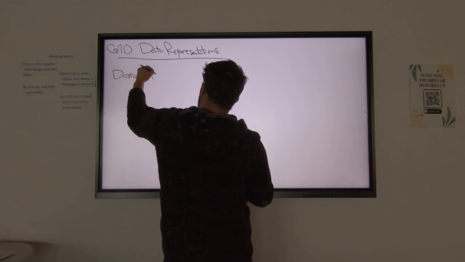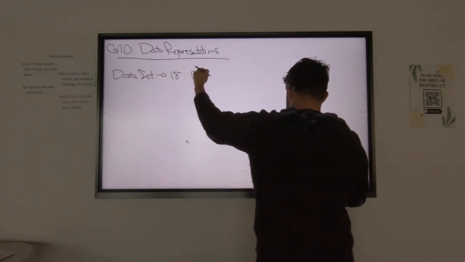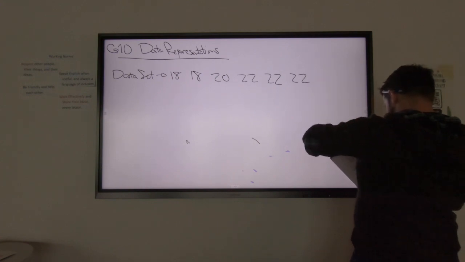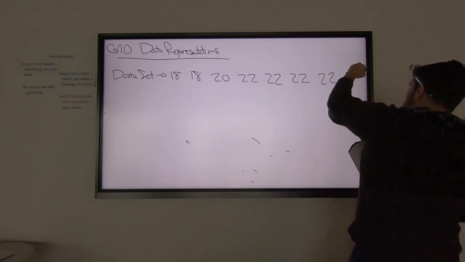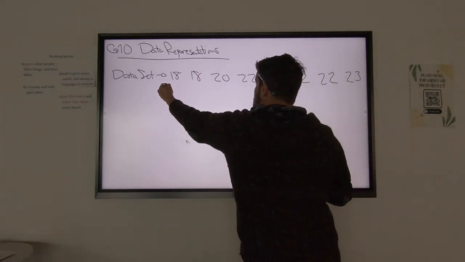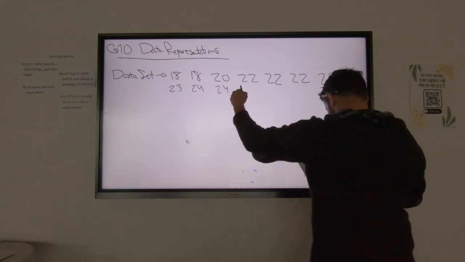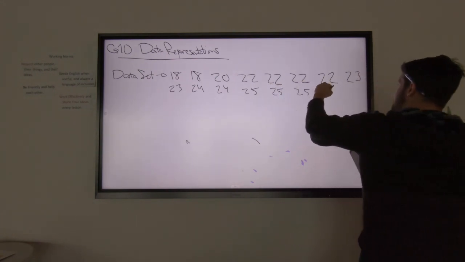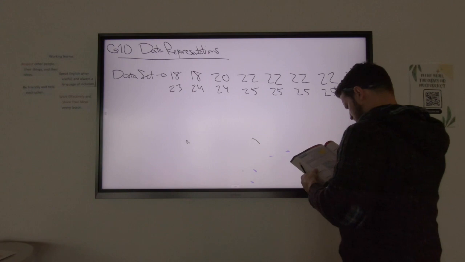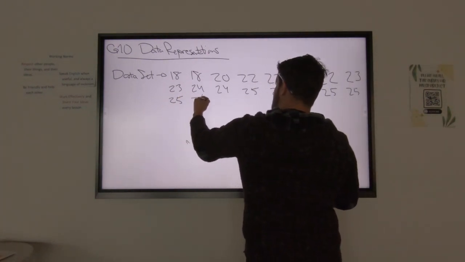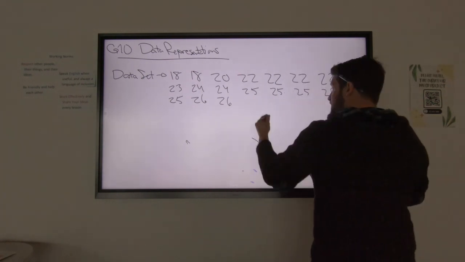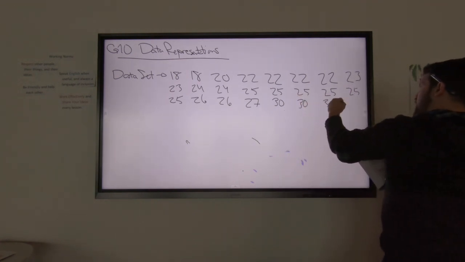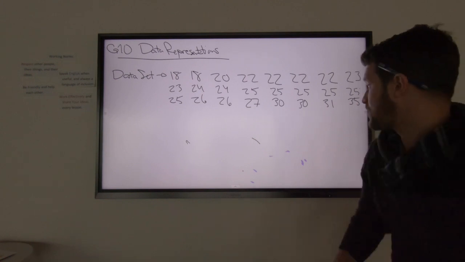The data set is 18, 20, 22, 22, 22, 22, 23, 23, 24, 24, 25, 25, 25, 25, 25, 25, 26, 26, 27, 30, 30, 31, 35. Cool, so here's our data set.